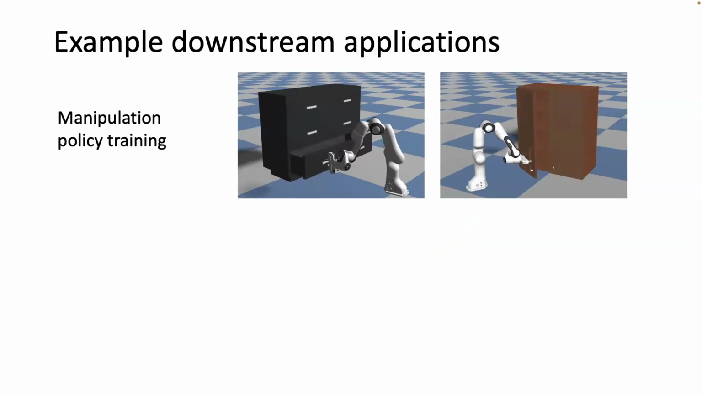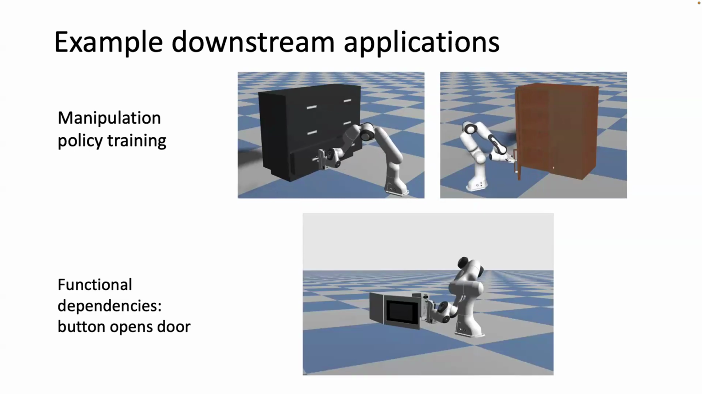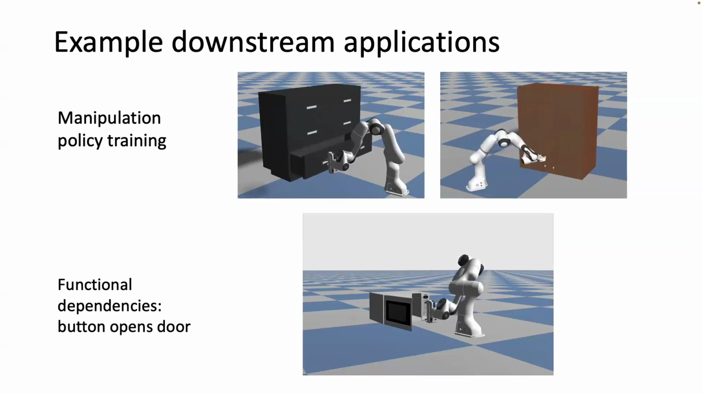And here you see some examples of this leveraging in simulation for training manipulation policies, and policies in particular that can operate a microwave using this functional dependency of buttons opening doors and so forth.